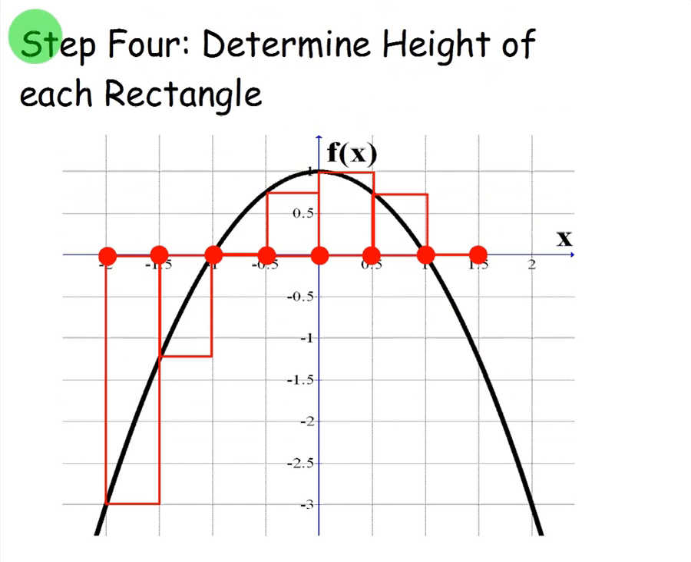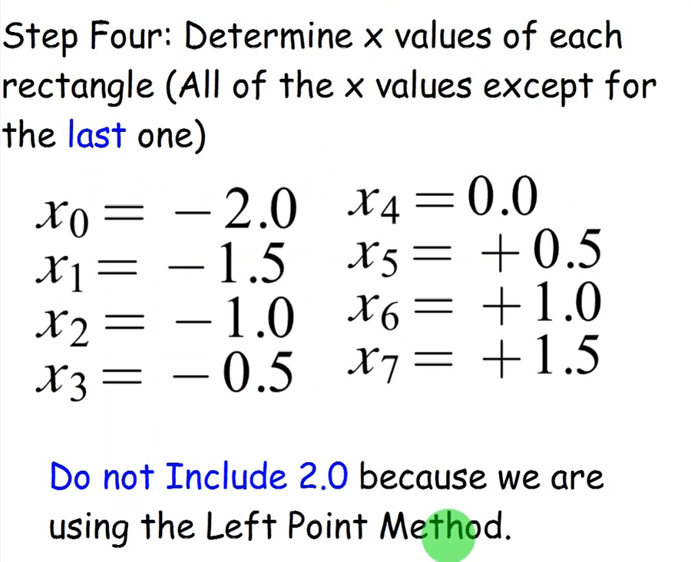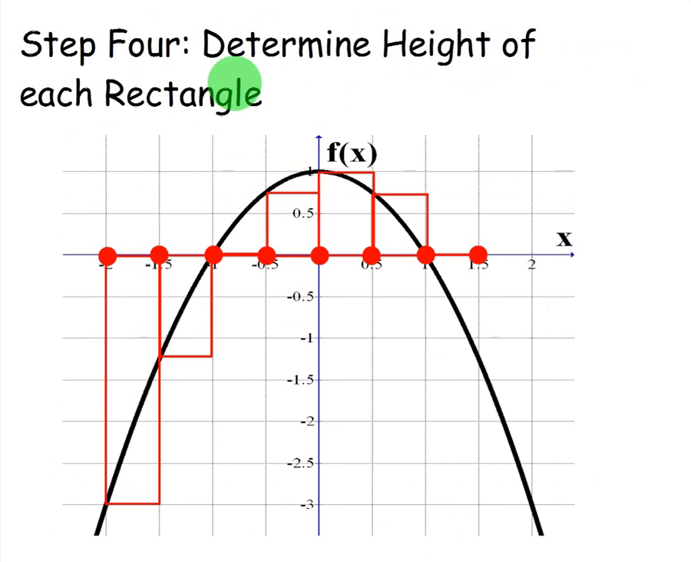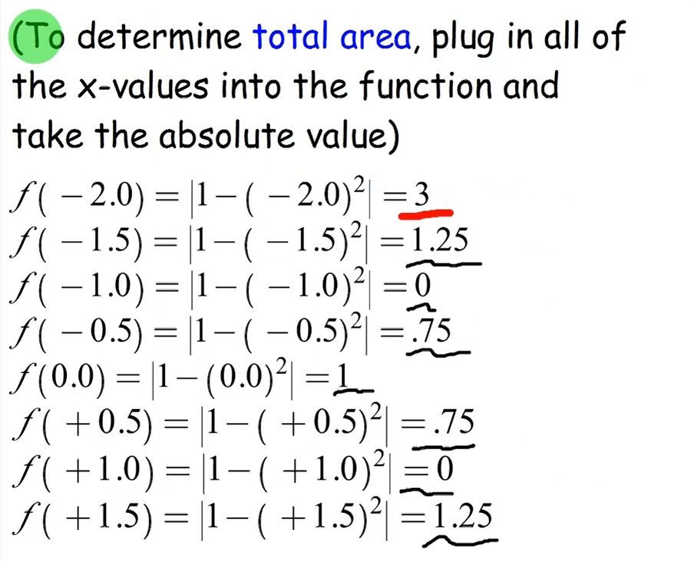Okay, step 4 is to determine the height of each rectangle, as we just did. If you've already got these x values written out, to find the height, you just take the absolute value of the y value for each of these using your function, which is 1 minus x squared. So we are going to do that in this slide. Just plug in all the x values in the function and take the absolute value, which will give you the height. Again, we're finding the total area right now. We're not finding net area. If we were finding net area, we would not use these absolute value bars.